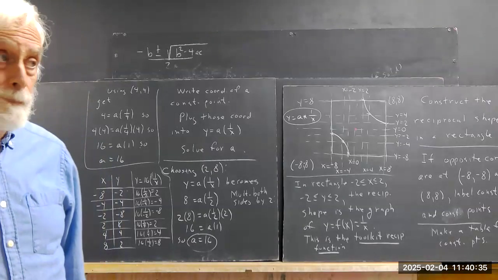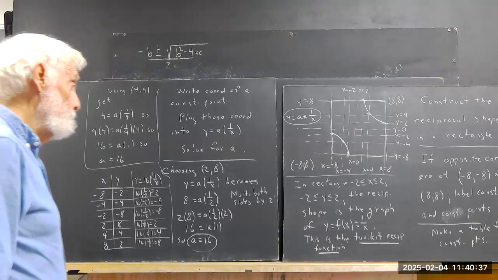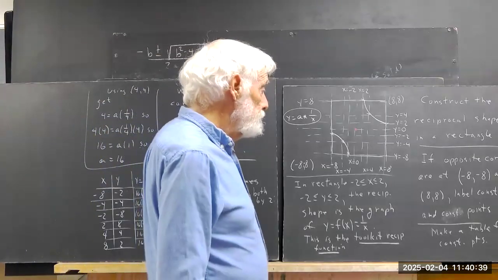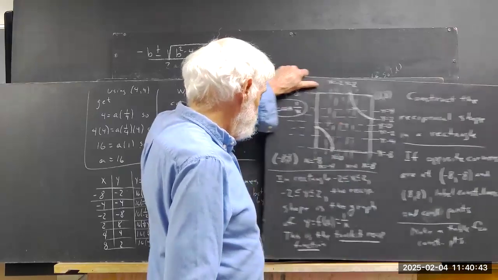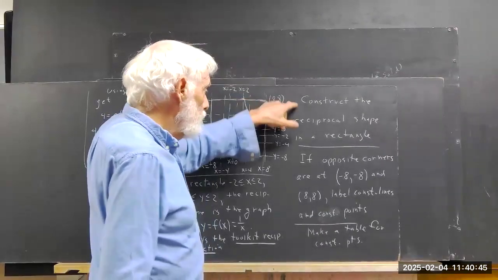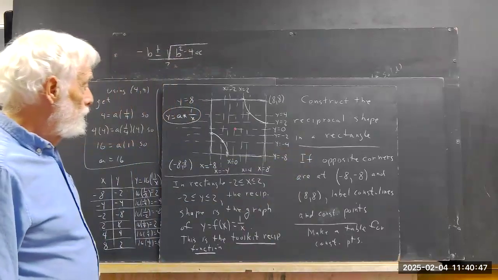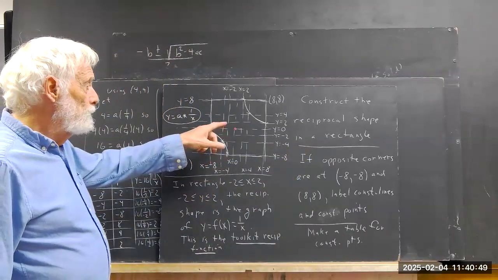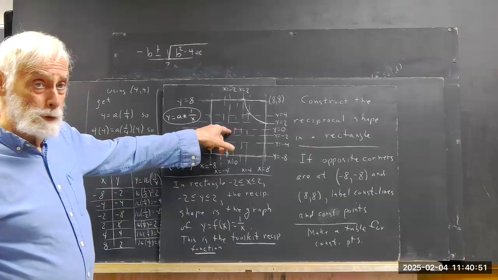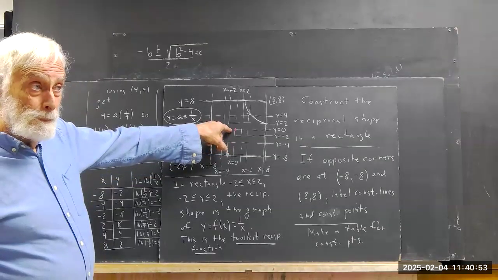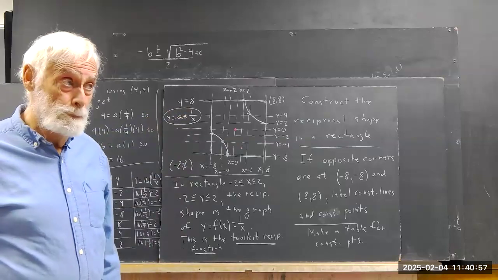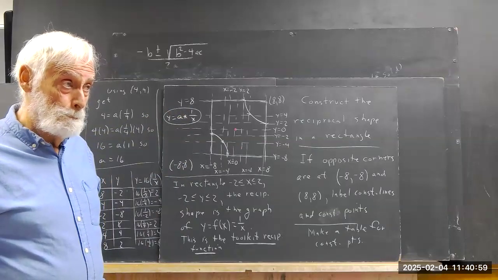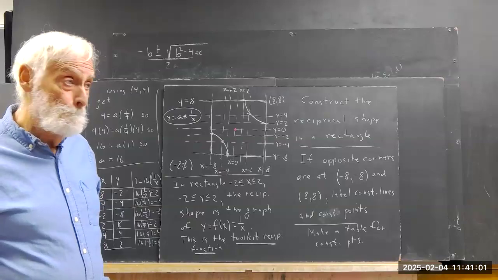Okay. So anytime we construct a reciprocal shape in a rectangle whose red dot happens to be at 0, 0, the origin, we can do this and get the formula for the function. Okay? That makes sense?